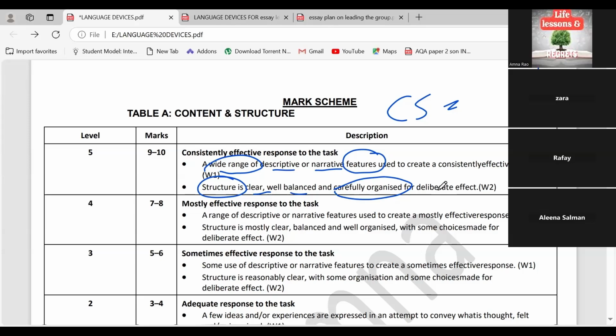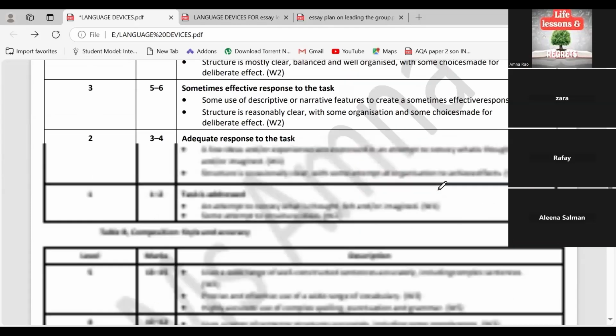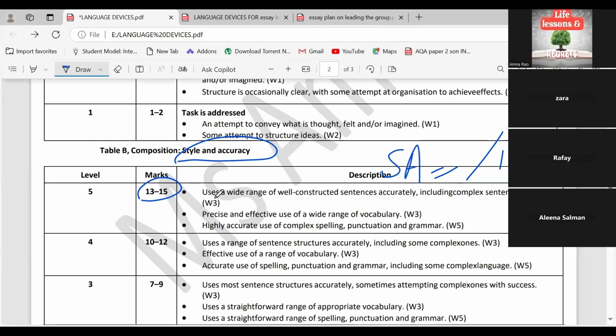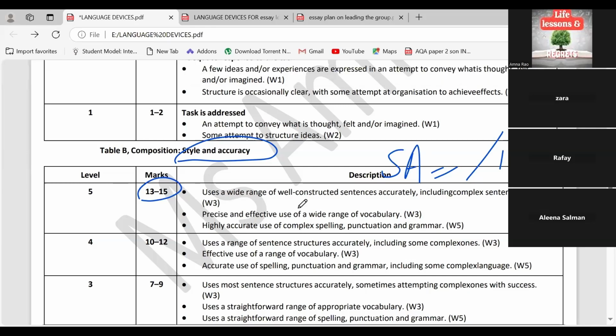Then the next thing that is being assessed, after content and structure, we come to style and accuracy. Now, style and accuracy, see what is being assessed over here. I mark it as SA is equal to out of 15. Okay, beta. So this is level 5, 13 to 15 marks. You use a wide range of well-constructed sentences, accurately including complex sentences. So look at it. Sentence structure, well-constructed. How important is sentence structure? Specifically complex sentences. After we are done with the planning of the essay, we'll be doing sentence structure, how to vary different types of sentences.